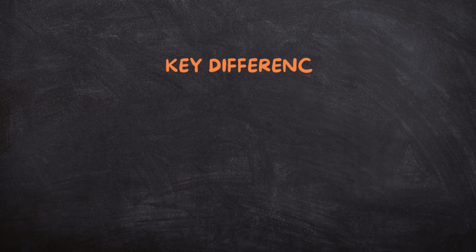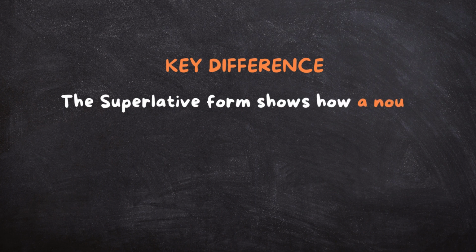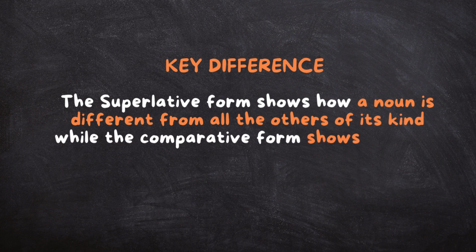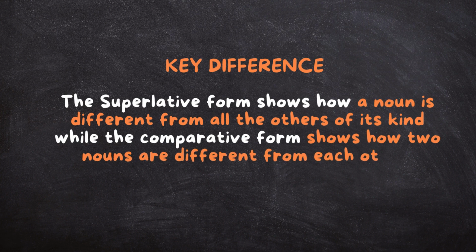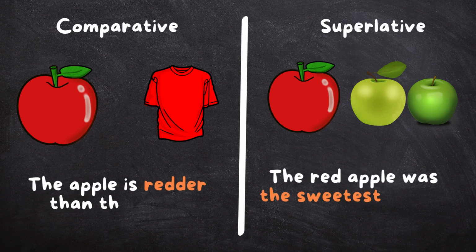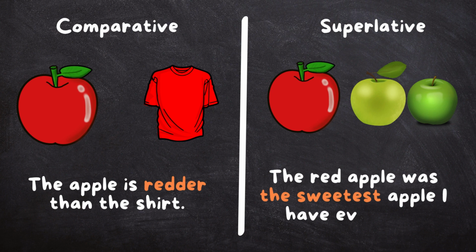Now, the key difference between the superlative and comparative form is that the superlatives show how a noun is different from all the others of its kind, while the comparative form shows how two nouns are different from each other. Let's dive in further with these examples. The apple is redder than the shirt. The red apple was the sweetest apple I have ever had.